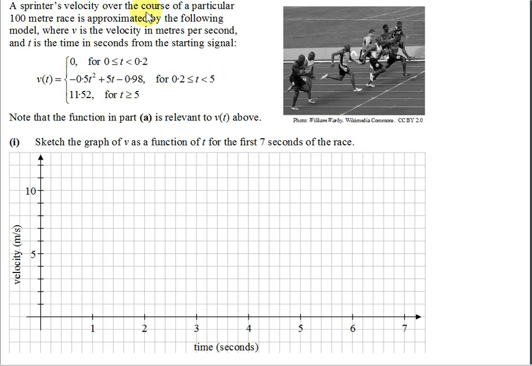A sprinter's velocity over the course of a particular 100-meter race is approximated by the following model, where v is the velocity in meters per second and t is the time in seconds from the starting point. V of t is 0 for t between 0 and 0.2 seconds. V of t is minus 0.5 t squared plus 5t minus 0.98 for t between 0.2 and 5 seconds. And finally, v of t is 11.52 for t greater than or equal to 5 seconds.